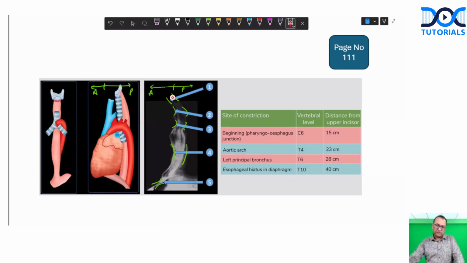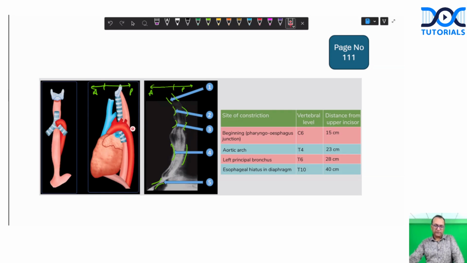Obviously, the first is at the beginning. So there will be the cricopharyngeal sphincter, right at the beginning, the narrowest limit. Okay, what is the second one? The second one is when the arch of aorta is compressing. The second one is arch of aorta.